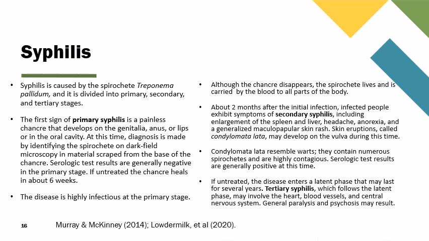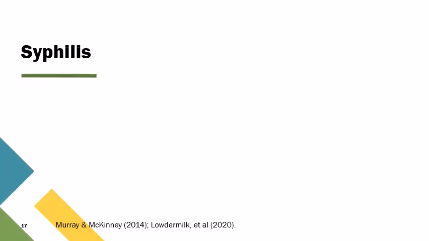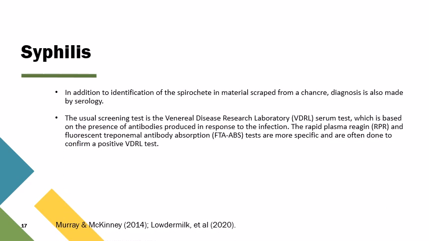And if untreated, the disease will enter the latent phase, which might last for several years. In tertiary syphilis, the phase following latency may involve the heart, blood vessels, and central nervous system. So general paralysis and psychosis may result. Another thing about syphilis is that in order to identify the spirochete in material scraped from the canker, the diagnosis also needs to be made by serology.